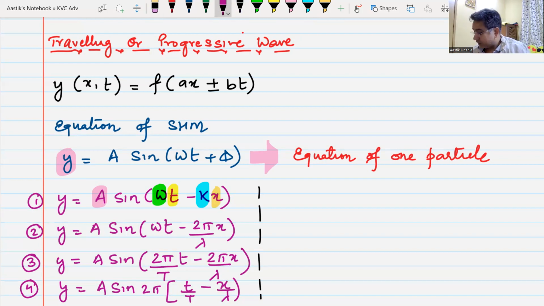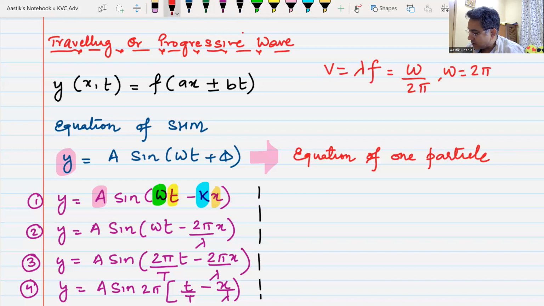Now, there was a relation that we saw between V, F, and lambda. There is also a relation between omega, V, and lambda. We can also find out that relation. Yes or no? See, your V was F lambda. Your F is the frequency. How can you write frequency? You can write it as omega by 2 pi. Yes or no? So I can also write omega as 2 pi V by lambda. You will have to remember all those relations, because every relation comes from each other.